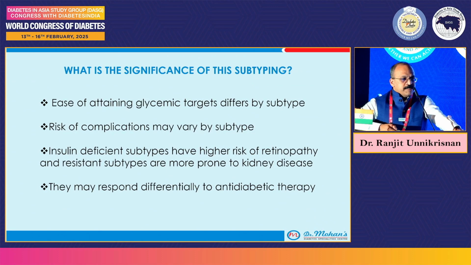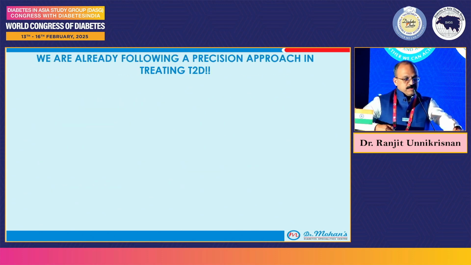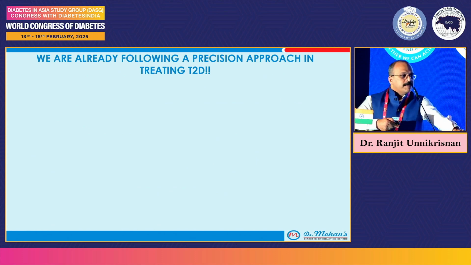Praveen has already described these clusters quite lucidly. He has also mentioned that they differ in their ease of attaining glycemic target and risk of complications, and there is a tantalizing prospect, which is not proven yet, that they may respond differentially to anti-diabetic therapy. Studies are underway to find out if this is indeed true. But we are already following a precision approach in treating type 2 diabetes.